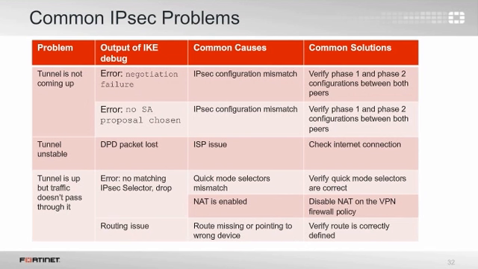If the tunnel is open, but traffic isn't passing through, use the debug flow. One of the peers might be dropping packets or routing traffic incorrectly. Another possibility is that the packets don't match the quick mode selectors, so FortiManager drops the packets.